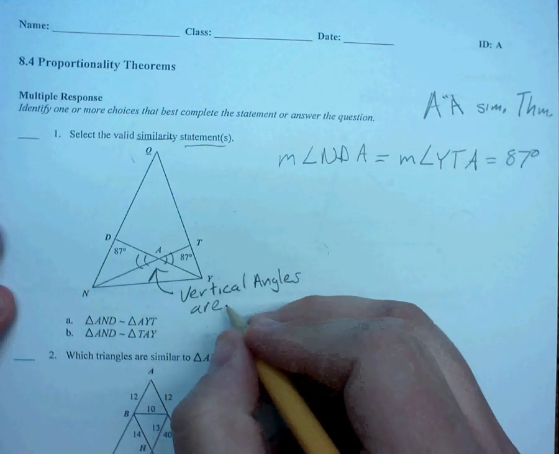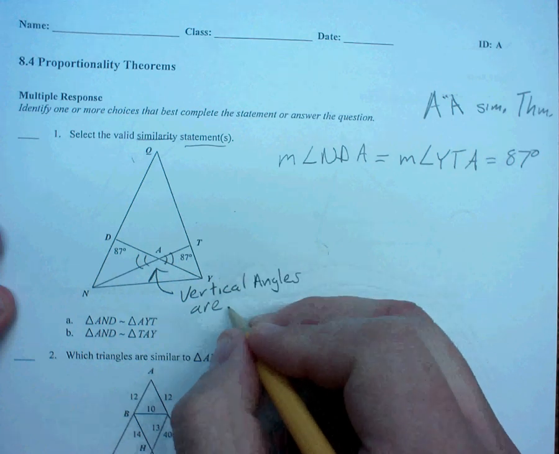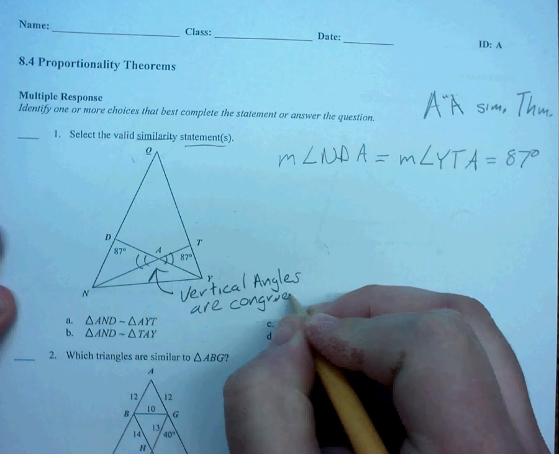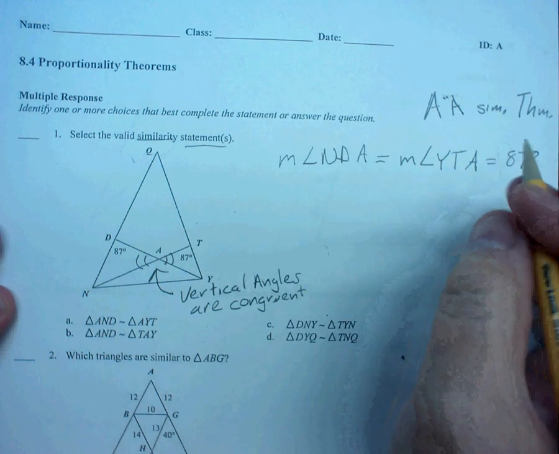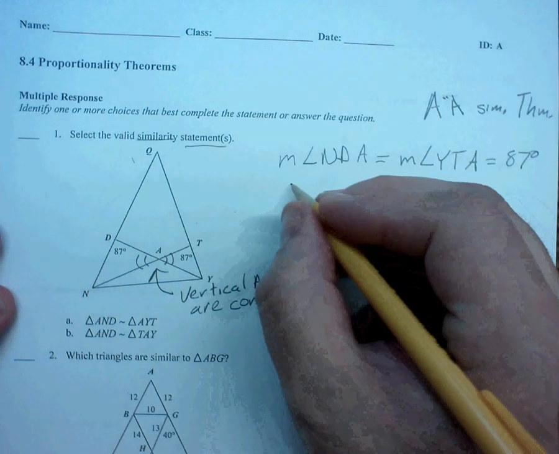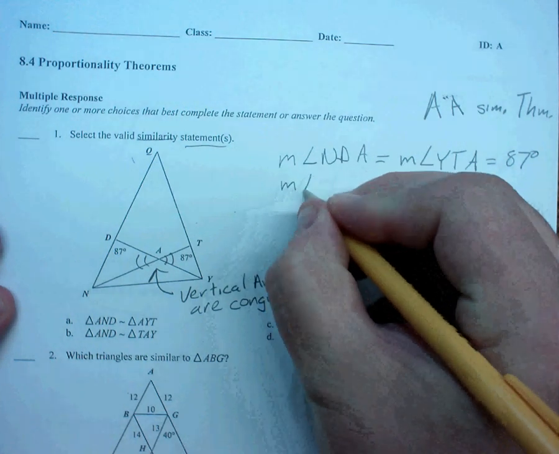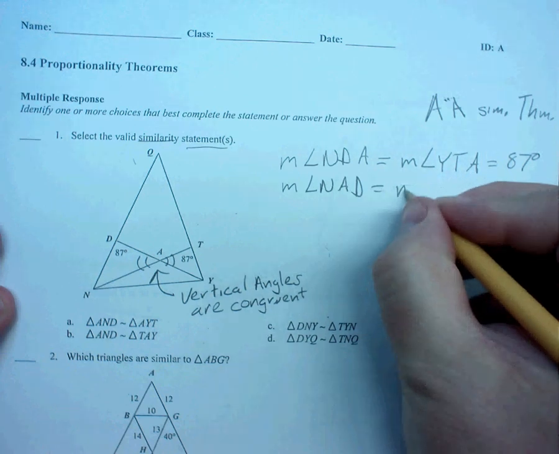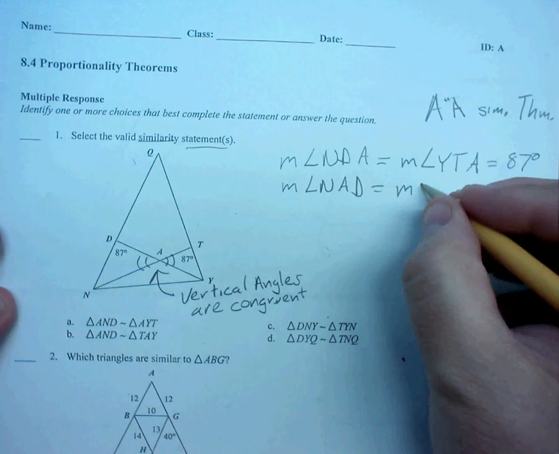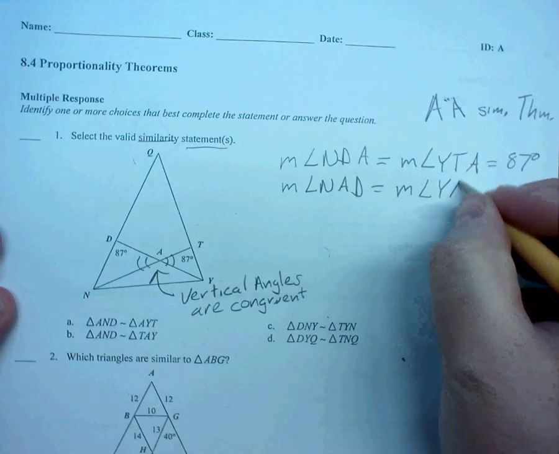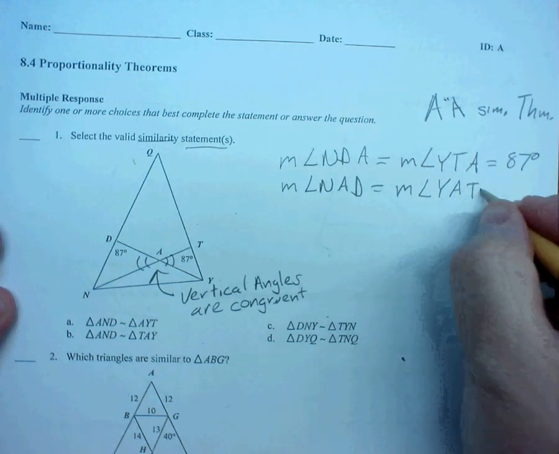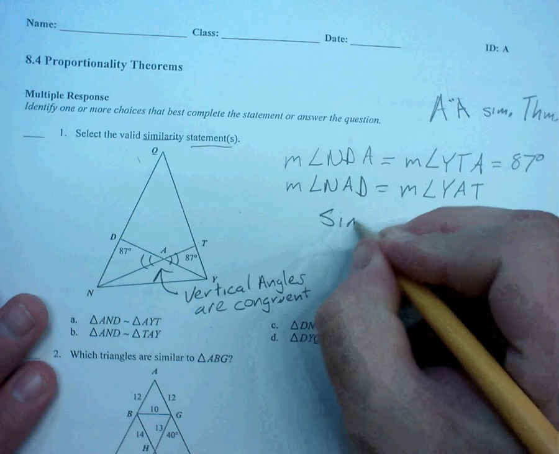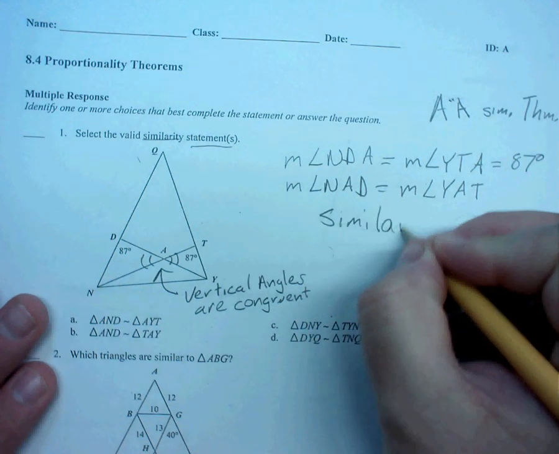So the angle-angle theorem or postulate of similarity is based on the fact that I have two triangles with two pairs of congruent angles. So then I would say that the measure of angle NAD is equal to the measure of angle YAT. And it doesn't matter what it is. In other words, we don't have to know the number value.